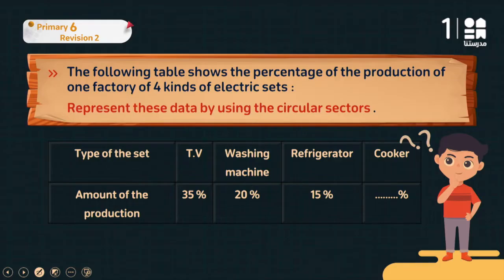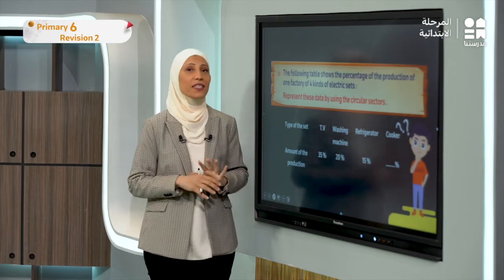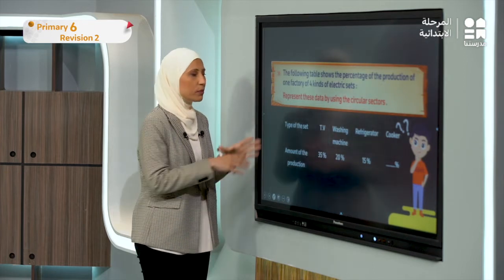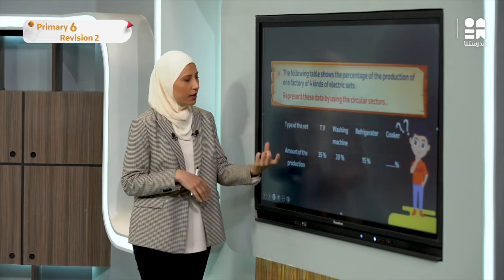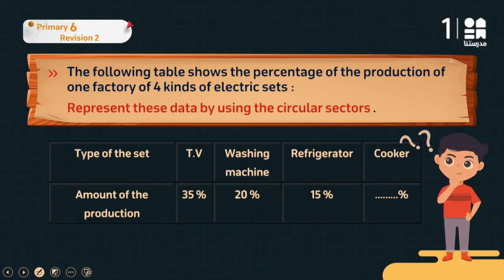In this exercise, I have the following table shows the percentage of the production of one factory of 4 kinds of electric set. Represent these data by using the circular sector. النهارده هنتعلم ازاي هنرسم ونطلع الميسنج percent. أول حاجة هو مديني التيبل ده، عندي TV set 35%, washing machine 20%, refrigerator 15%, and cooker missing. But it's supposed to find it by percent.